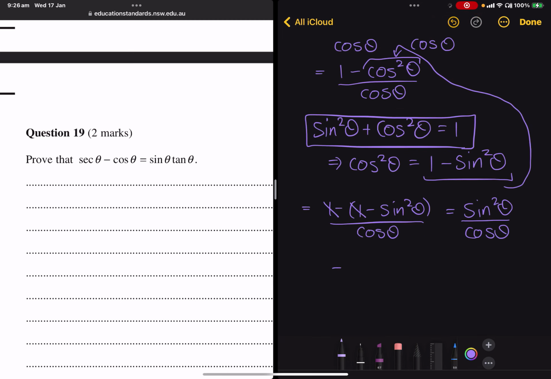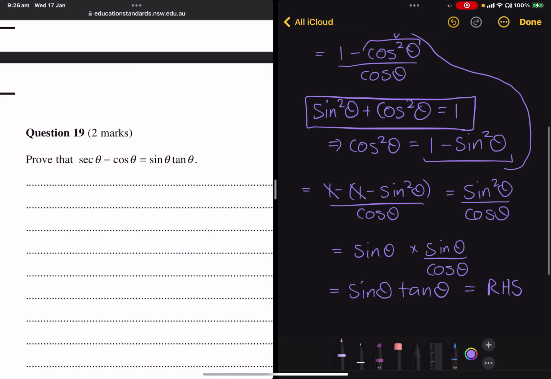So sine squared theta is actually just sine theta times sine theta. So we have sine theta times sine theta on cosine theta. Sine theta on cosine theta is of course tan theta. So this is sine theta tan theta. And this is of course the right-hand side.